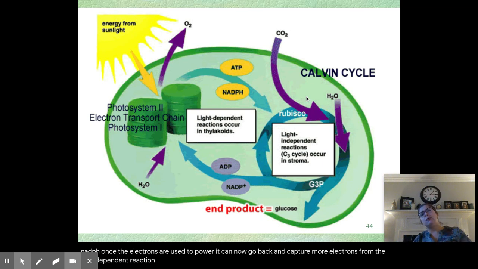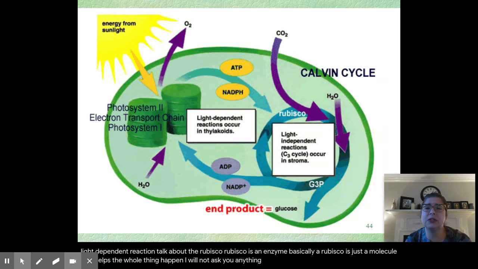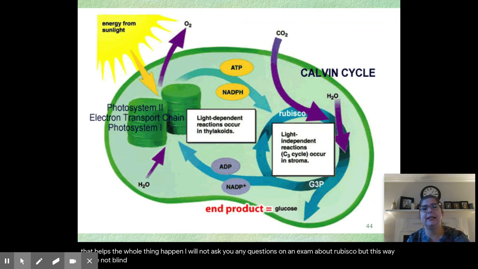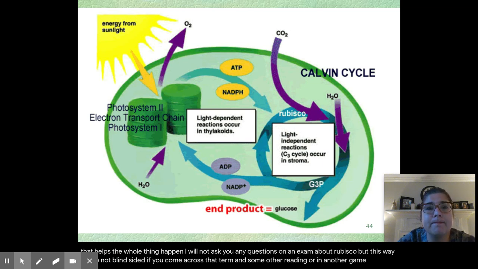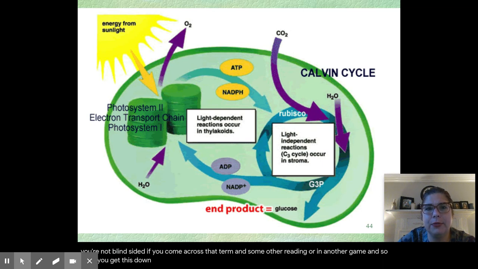It does talk about the rubisco. Rubisco is an enzyme. Basically, it is just a molecule that helps the whole thing happen. I will not ask you any questions on an exam about rubisco, but this way you're not blindsided if you come across that term in some other reading. Once you get this down, this is photosynthesis in a nutshell.